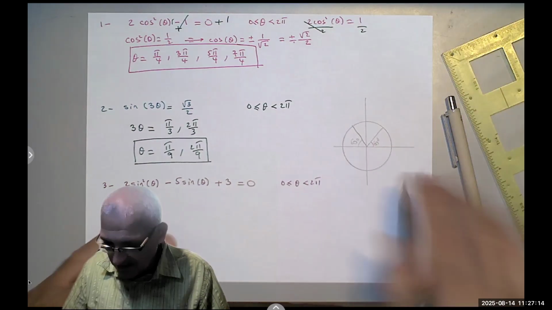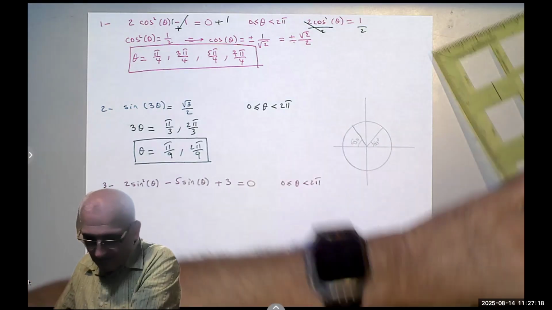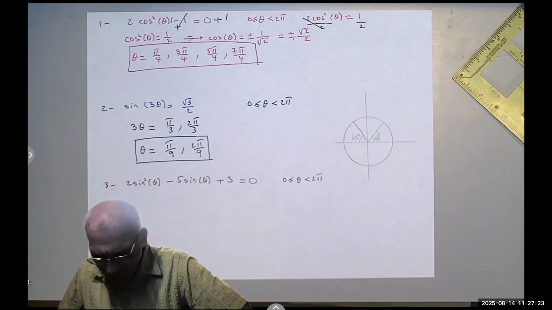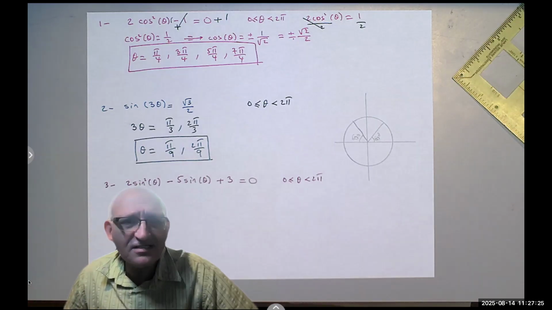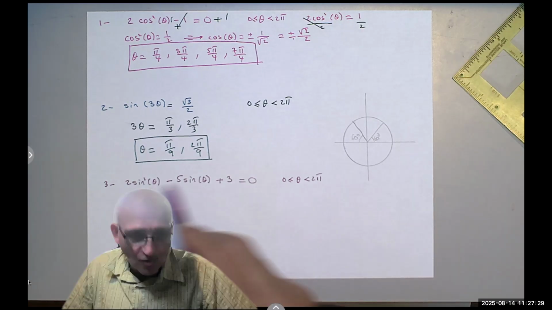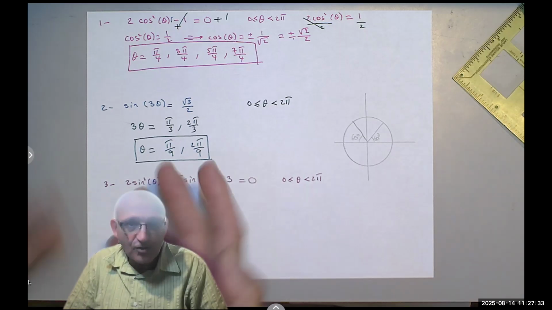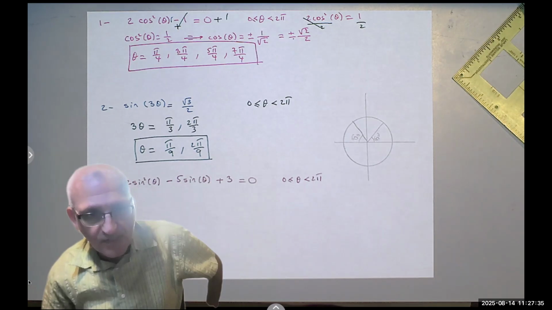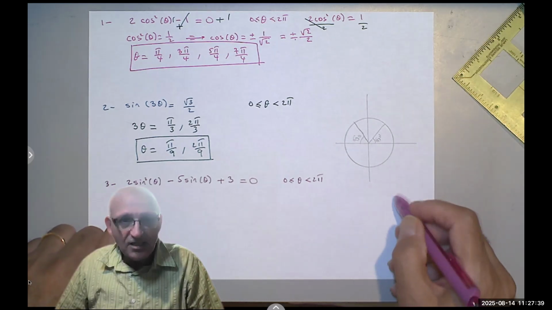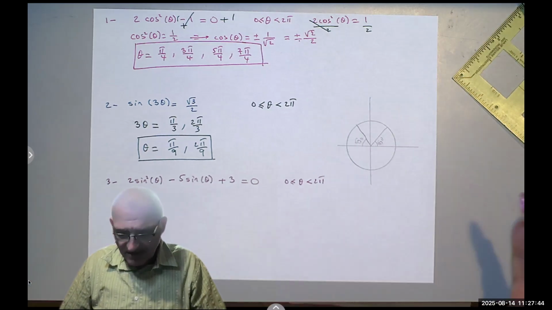Let's finish by doing the third one. So the third equation, what? That's a quadratic equation, isn't it? Yes. You can assume this is x or y or whatever variable you have, and you can work with sine, but if you are not comfortable with that, say let x equals sine theta and solve 2x squared minus 5x plus 3.